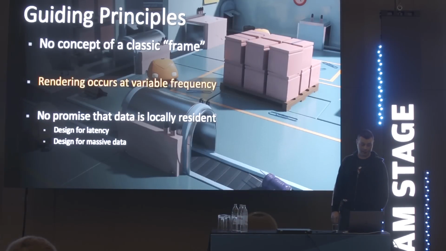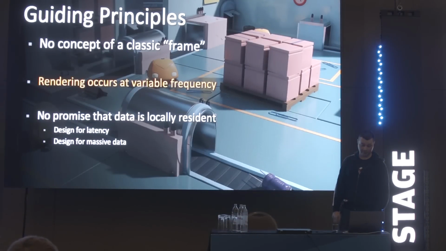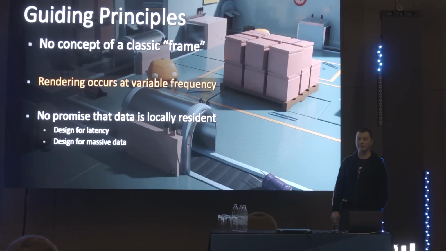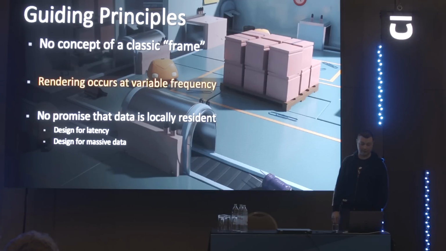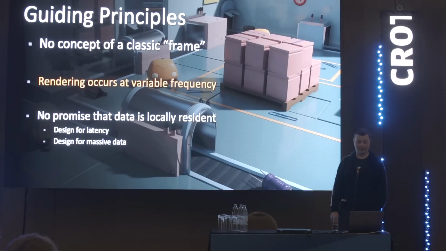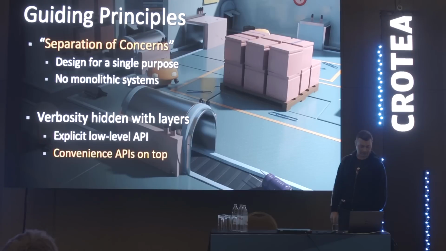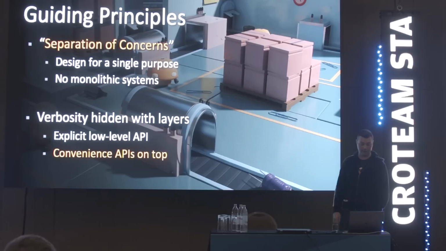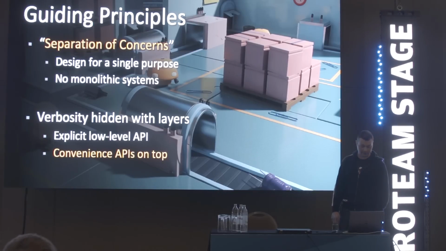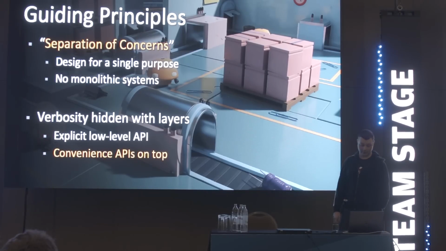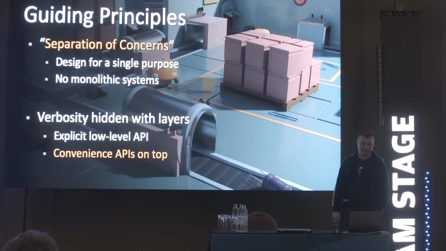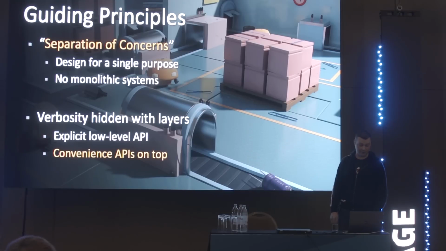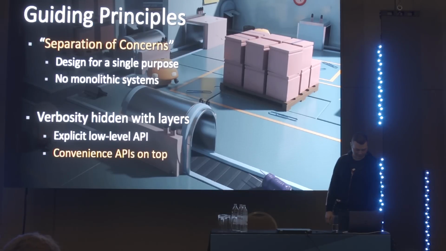Some guiding principles behind our architecture is that there's no concept of a classic frame, and rendering occurs at variable frequency. In addition to the frequency, there's also no promise that data is locally resident, requiring us to design our systems to handle latency and also massive data sets. I'm a big proponent of separation of concerns, where systems are designed for a single purpose and monolithic systems are avoided at all cost. Another principle is that verbosity is hidden with layers. We provide an explicit low-level API to users, which can be used directly if desired. But then there are some convenience APIs on top to avoid the 5,000 lines of code to render a triangle problem I'm sure none of you have seen.